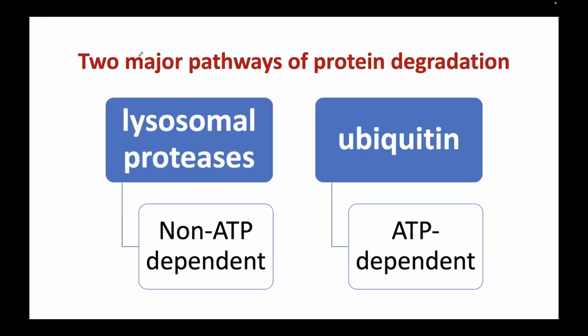So we now wind up with the degradation of proteins. There are two major pathways for protein degradation. One, you have the lysosomal proteases. Second is ubiquitin. What is the major difference between these two pathways? It is ubiquitin, which utilizes ATP. Ubiquitin is ATP dependent.